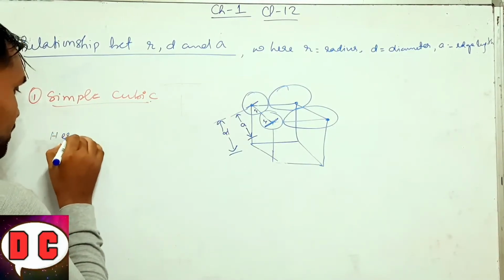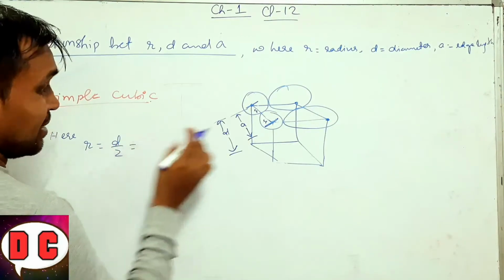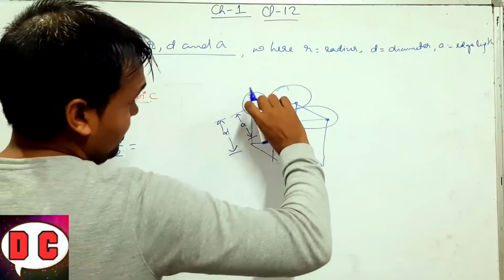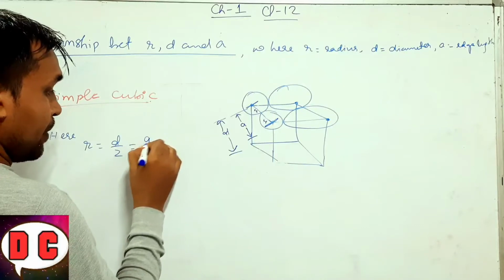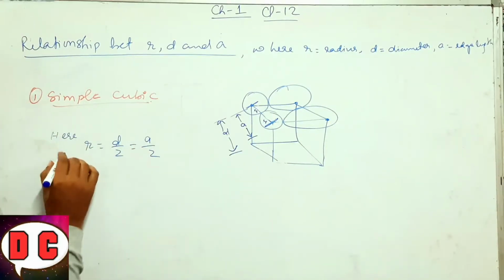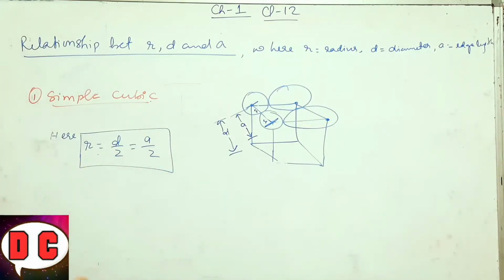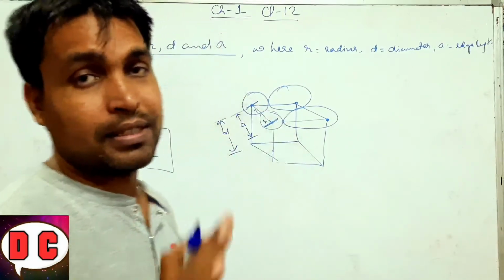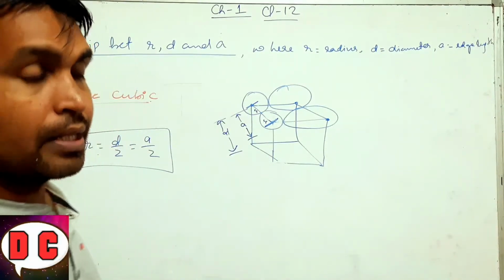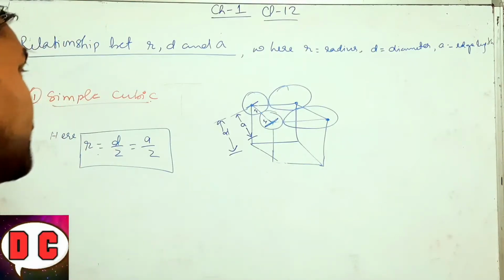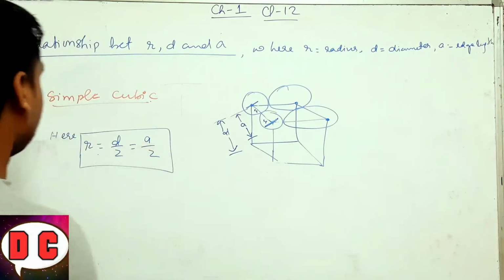So we'll write here R is equal to D by 2, and D is equal to A, because this R plus R is what? A, or not? So edge length. So we'll write here A by 2. So for the simple cubic, this is the relation between R, D and A. This formula is very, very important. It used to come in your NEET exam. This year also there was a question on this. So dear students, I'm telling you, try to understand it properly. The relation for simple cubic is what? R equals D by 2 equals A by 2.